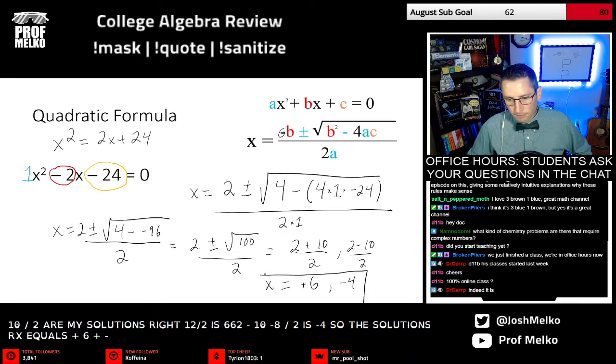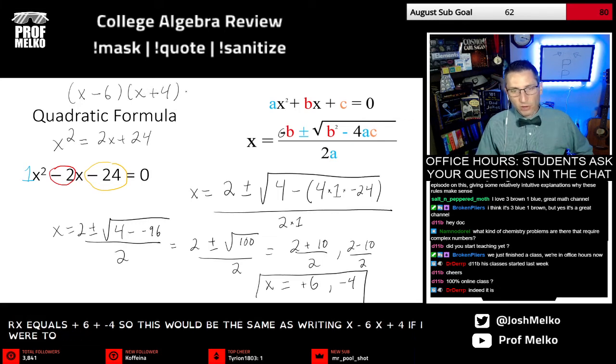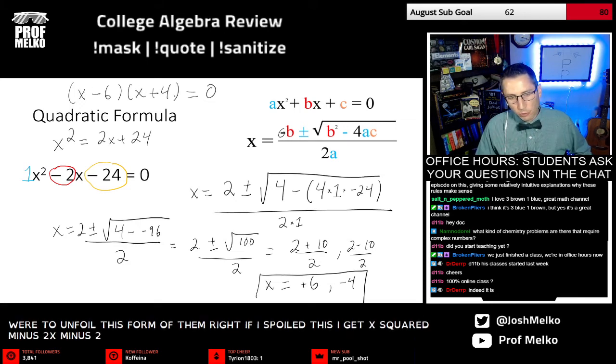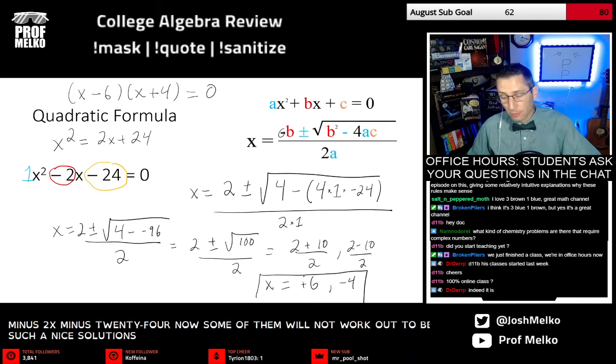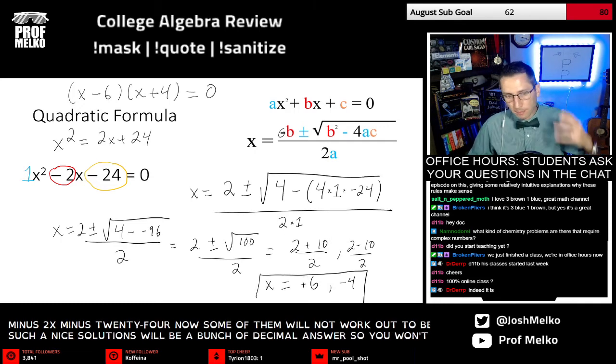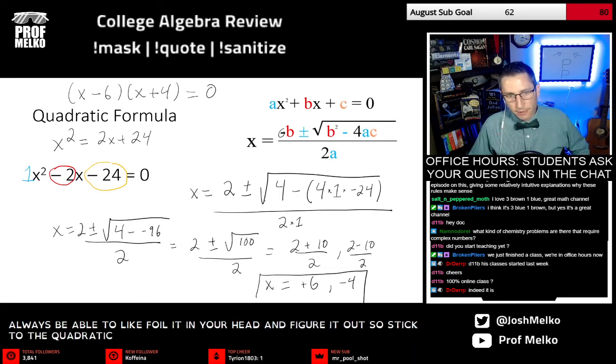and minus 4, right? So this would be the same as writing x minus 6, x plus 4 if I were to unfoil this formula, right? If I foiled this, I get x squared minus 2x minus 24. Now, some of them will not work out to be such nice solutions. There'll be a bunch of decimal answers, so you won't always be able to foil it in your head and figure it out. So stick to the quadratic formula.